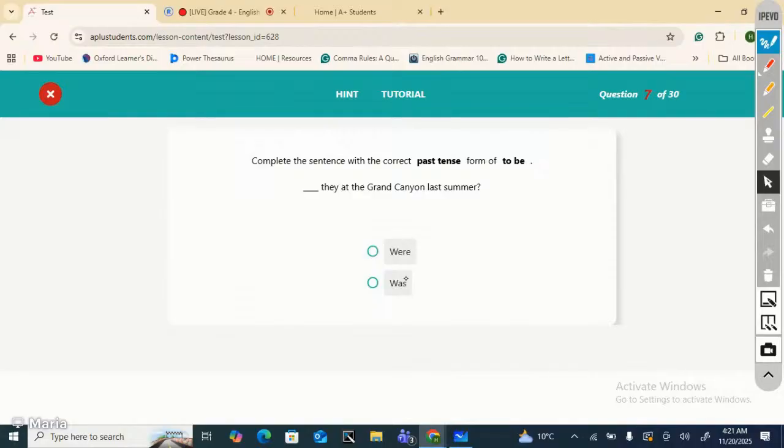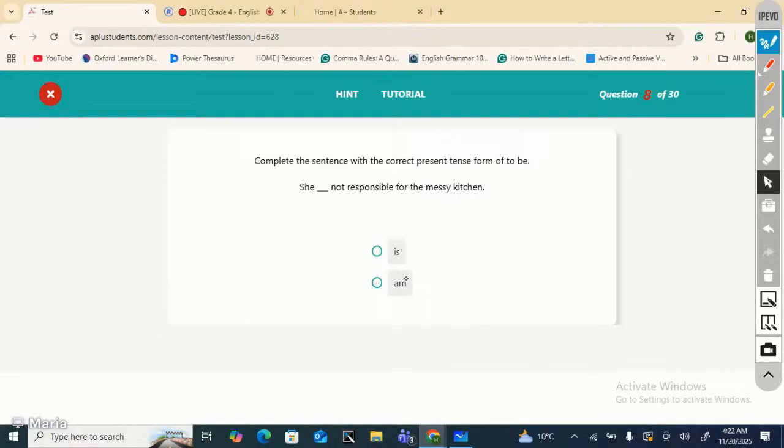Complete the sentence with the correct past tense form of verb to be. Blank they at the Grand Canyon last summer. Again, an interrogative sentence, a question. Were they or was they? Choose your answer. Yes, Lawal, your answer is correct. It's were this time. Good job. Were they at the Grand Canyon last summer? Option 1 is correct.